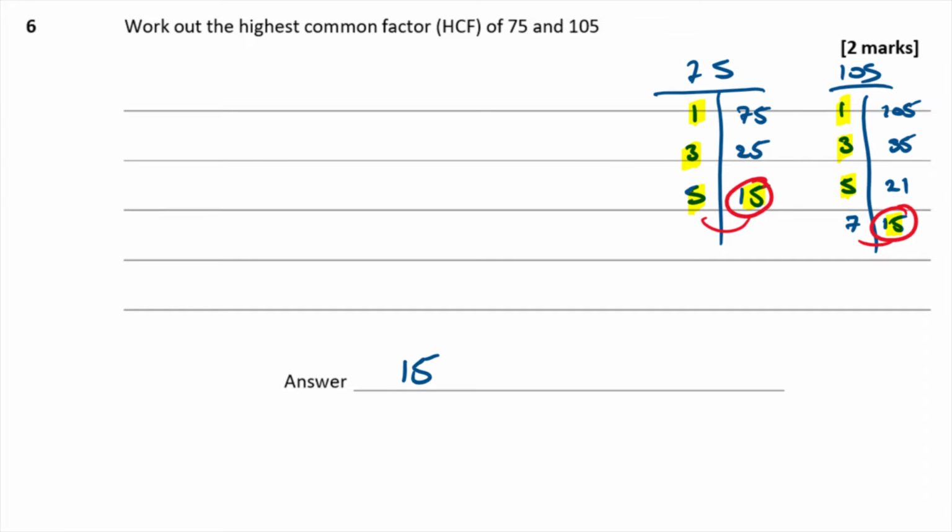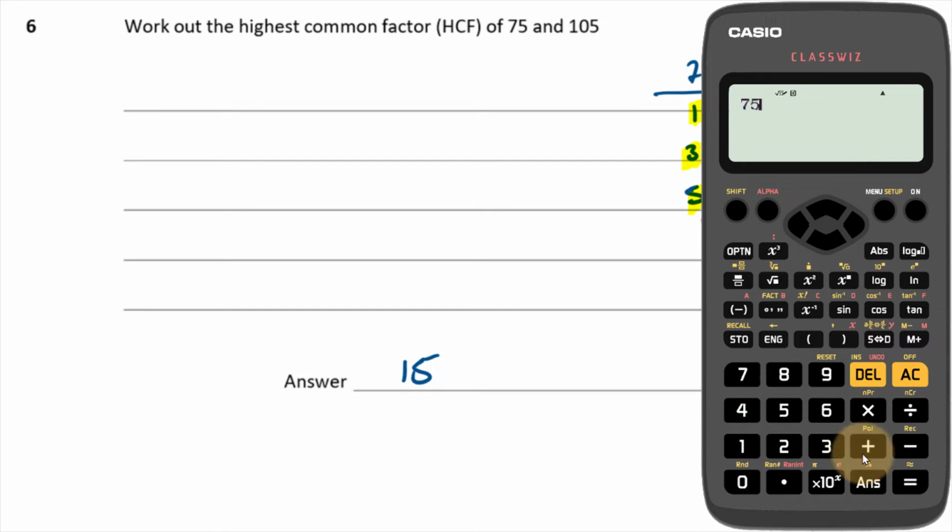There is an alternative approach using prime factor decomposition. If you type into your calculator 75 and equals and then press shift fact, it will rewrite your number as a product of prime factors. So 75 is equal to 3 times 5 squared, or 3 times 5 times 5, and 105, I'll do the same thing. 105 shift fact gives me 3 times 5 times 7.